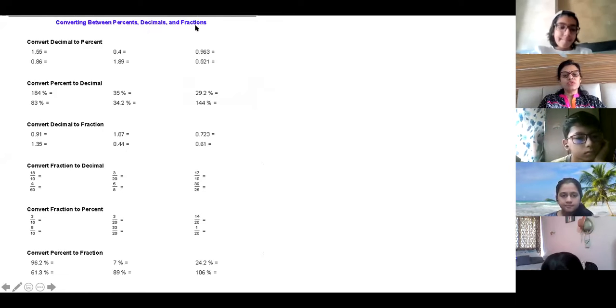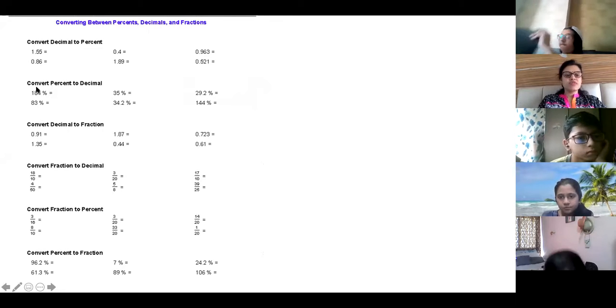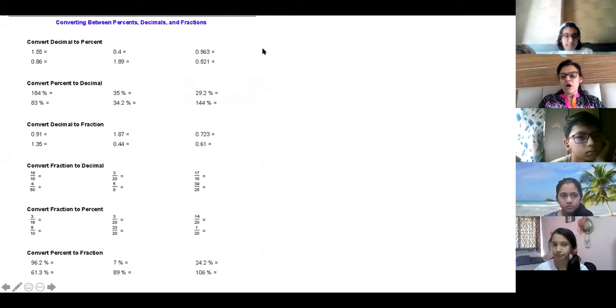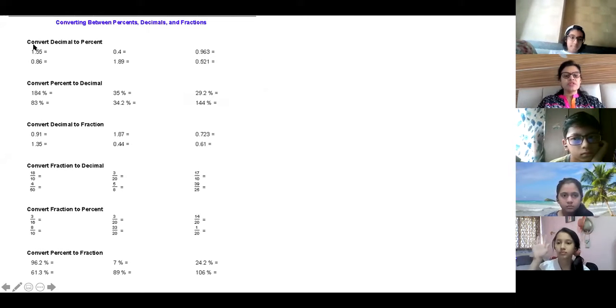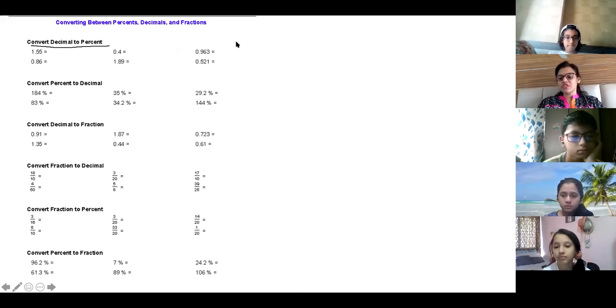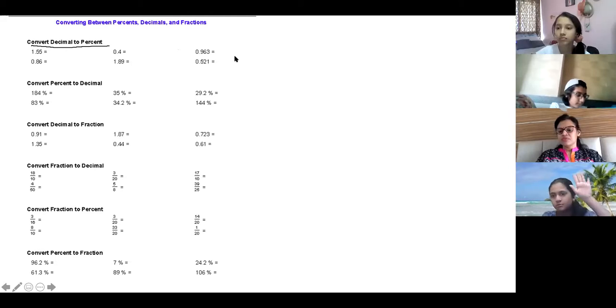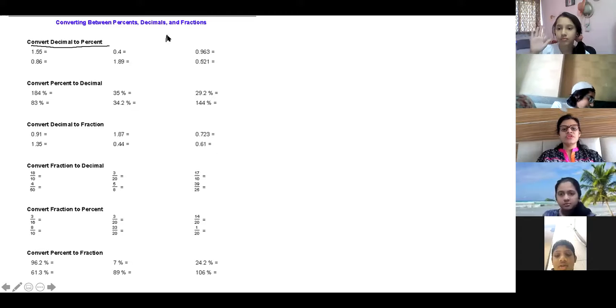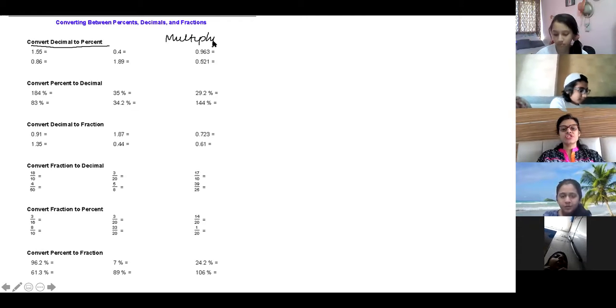Now, how to do this? First one is convert decimal to percent. How do we convert? I want the method. I don't want the answer. What is the method to convert decimal to percent? Anything to percent, what do we do? Now multiply by 100. So here you have to multiply by 100. Okay. Multiplication, you should know, multiply by 100 is correct.